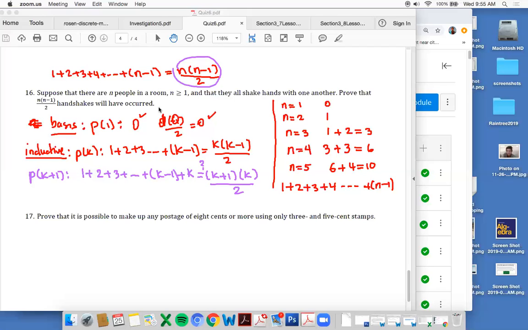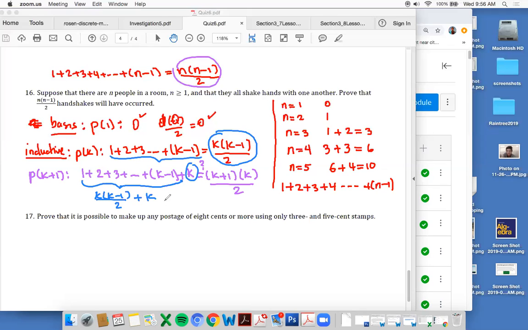We're going to substitute this part here with this part here, and we know that's equal to this. So this replaces that sum. So we have k(k-1)/2 plus k, which comes from here. And we need to show that this simplifies to that.